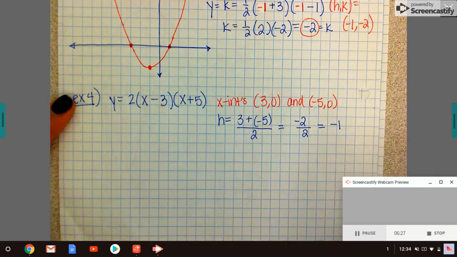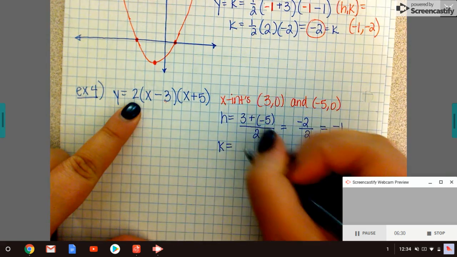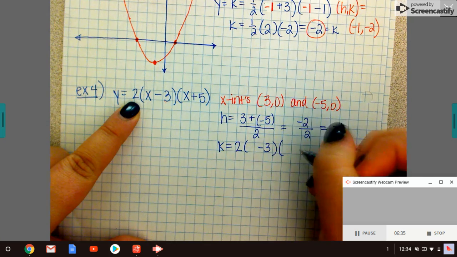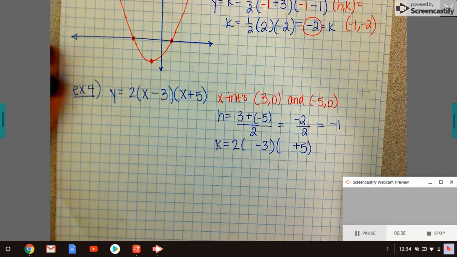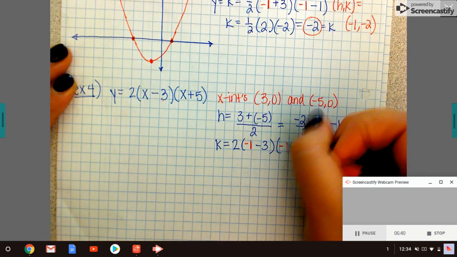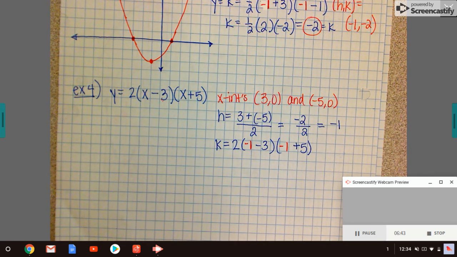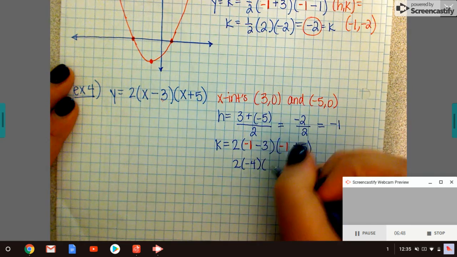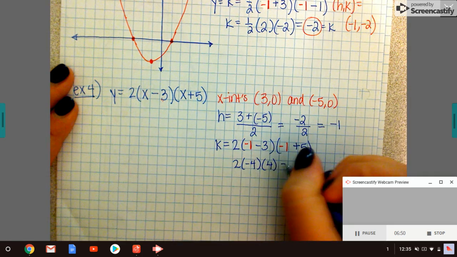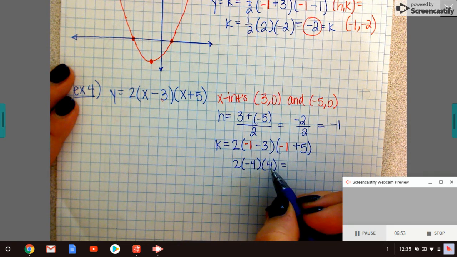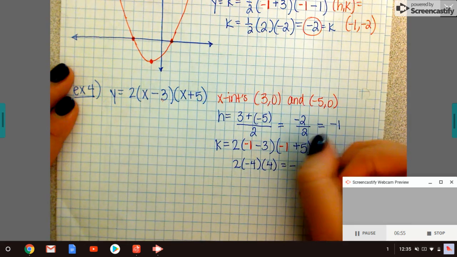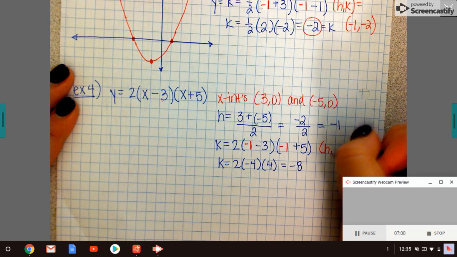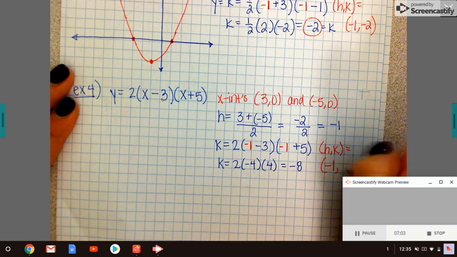Let's find our k value with that. So k is equal to 2 times the quantity negative 1 minus 3 times the quantity negative 1 plus 5. Plugging negative 1s in for our x's. So 2 times the quantity negative 4 times 4. So that looks like, let's see, 4 times 4 is 16. Divided by 2 is 8, and it's negative, so negative 8. So I've got a vertex h, k at negative 1, negative 8.